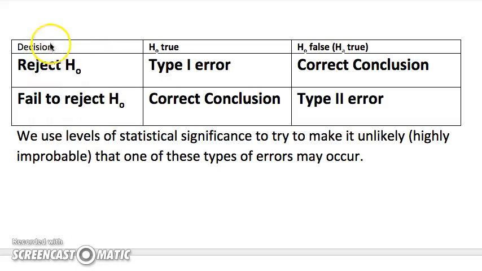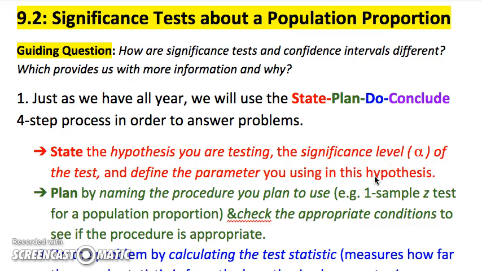So here are the outcomes. We could reject the null hypothesis or fail to reject. If we reject and it's actually true, we made the type 1 error. If it's false, then we made the correct conclusion. If we fail to reject and it's true, we made the correct conclusion. If we fail to reject the null hypothesis and it's actually false, we made a type 2 error. So that's the general idea, which is a lot to wrap your head around.